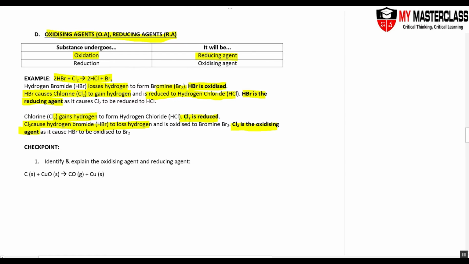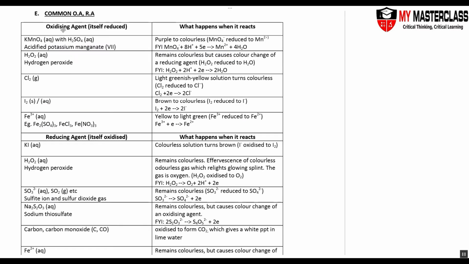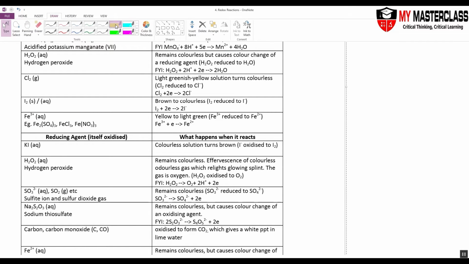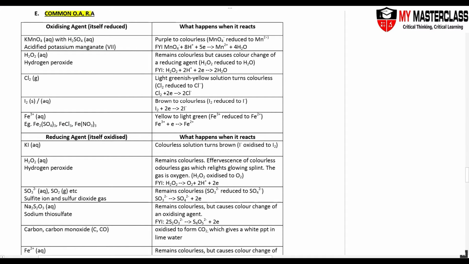So over here, chlorine is reduced, but it causes HBr to lose hydrogen, it causes HBr to be oxidized. So chlorine is the oxidizing agent. And there we have it. The substance that is reduced is the oxidizing agent. Okay, we will look at the common oxidizing agents as well as reducing agents.